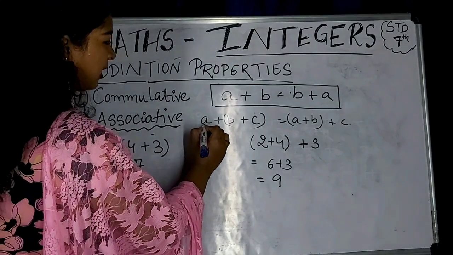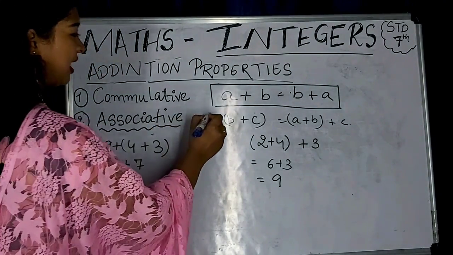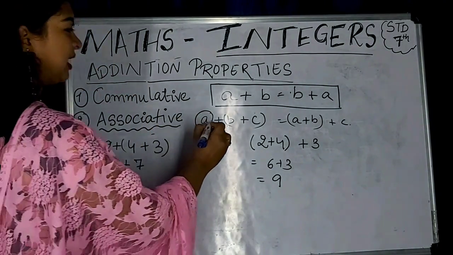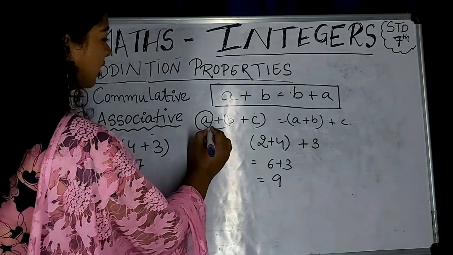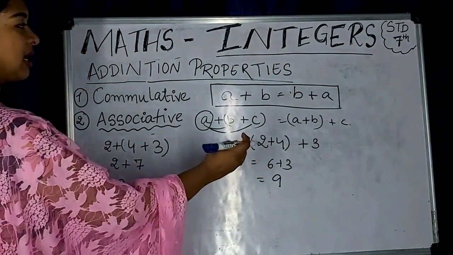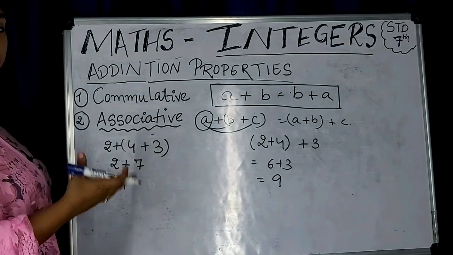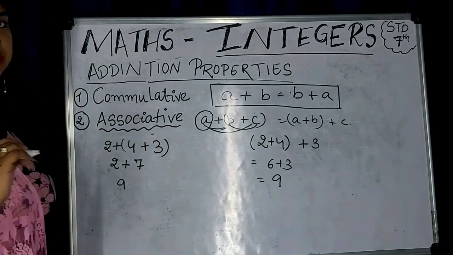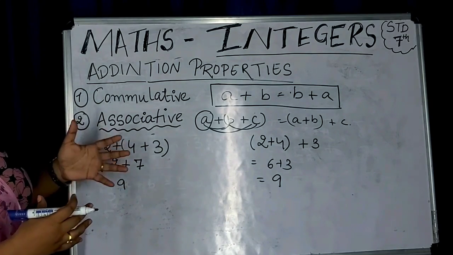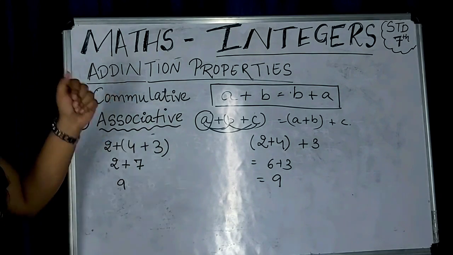So basically you can add A plus B. Then you can add A plus B with C. Then you can also add A plus C and then add it to B. You can also add B plus C and then add A. So this is the meaning of associative property.